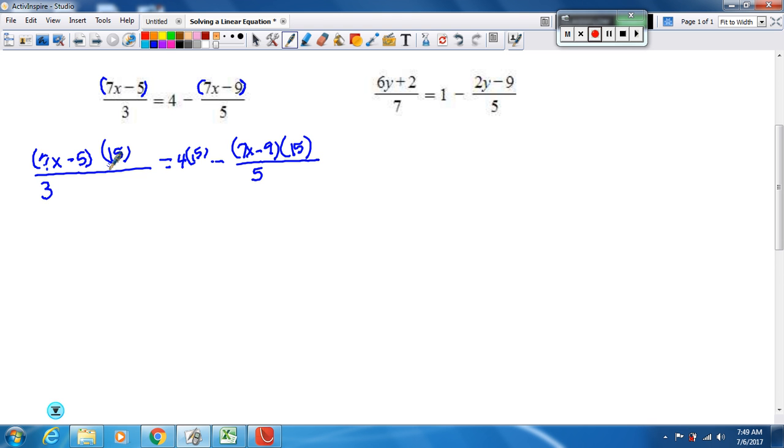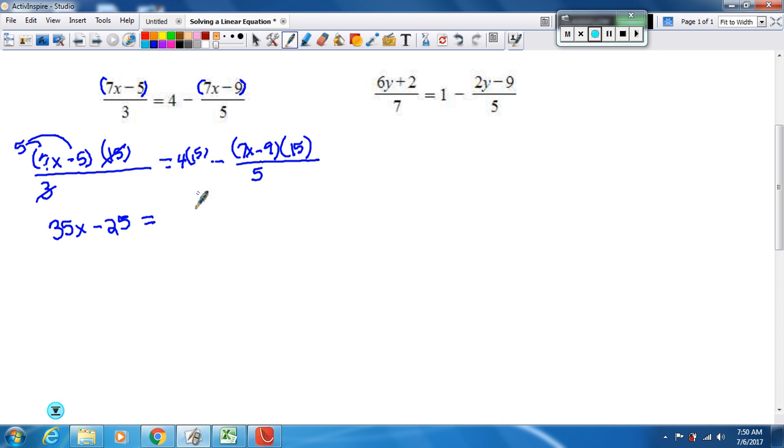So then you start dividing. 15 divided by 3 is 5. Now the reason I put this in parentheses is because you've got to do that 5 with everything on the top that's left over. So 5 times 7x is 35x. And 5 times negative 5 is negative 25. Okay, that fraction is taken care of. You just got rid of the denominator.